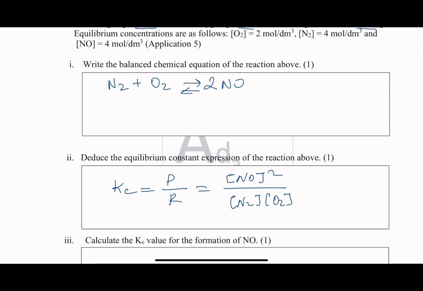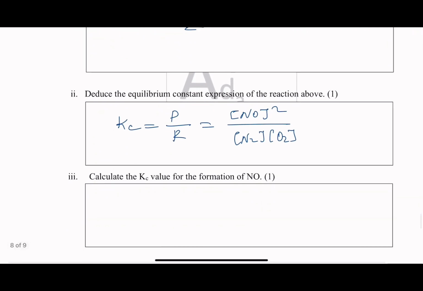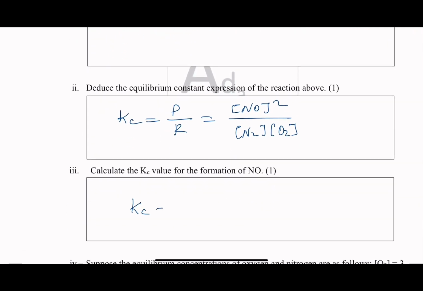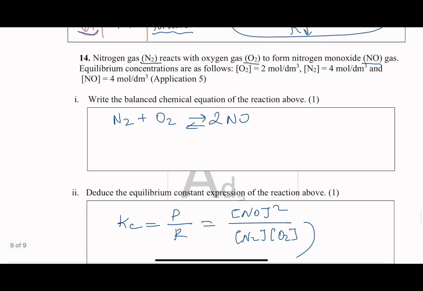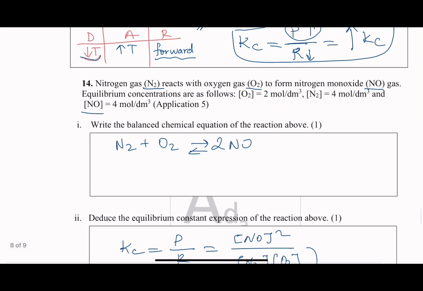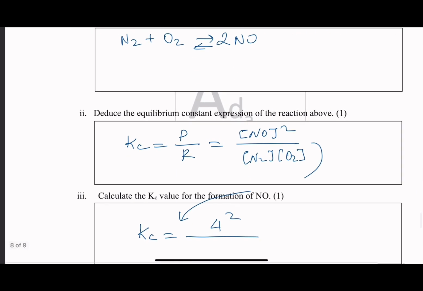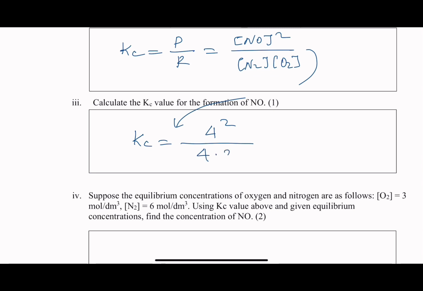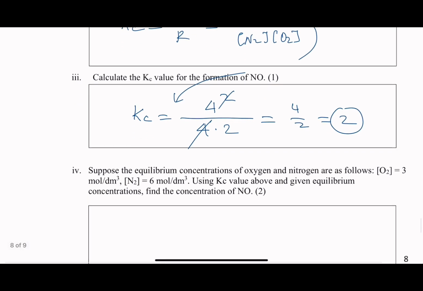This is my Kc expression. And then it's asking, calculate the Kc value. So I have the expression in here, so I'm just going to input the values. NO, what is the NO? So I got 4 squared, and then I got N2 and O2, which is 4 times 2. And then if you do the math, 4 divided by 2, it is 2. So the Kc expression equals 2.